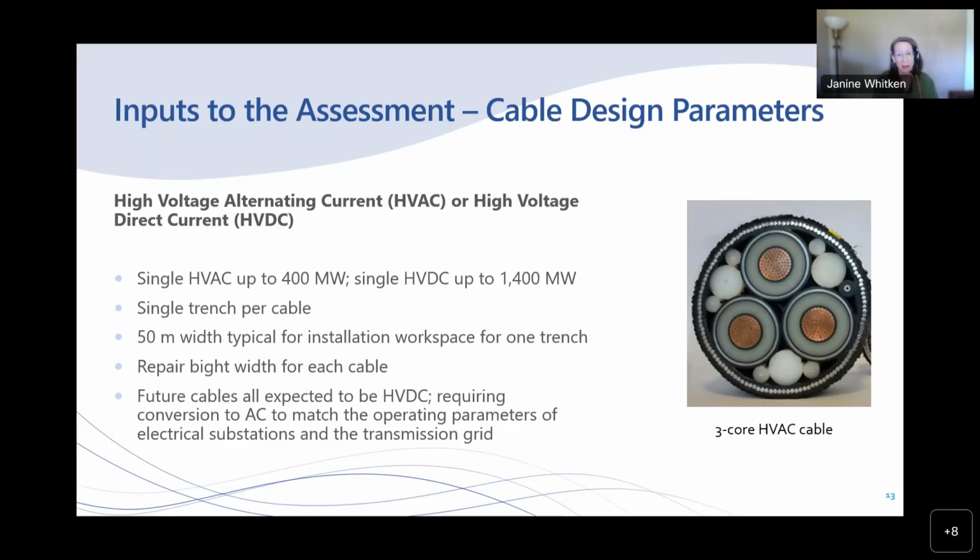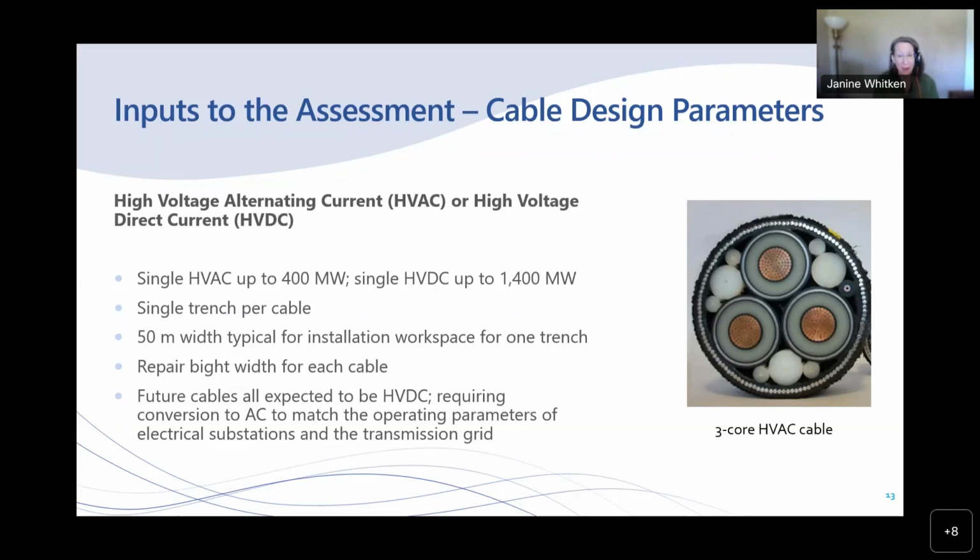And ultimately, if you want to convey the same amount of power, you would need more HVAC cables than you would HVDC cables, because the HVDC cables require one trench for almost 3 times the electrical capacity of the AC cables. It reduces impacts and allows more cables to be installed in the same space. Because of that, and based on the power grid study recommendations, the Public Service Commission directed NYSERDA to require use of HVDC where appropriate. And the majority of our report assumes that future cables will be HVDC.